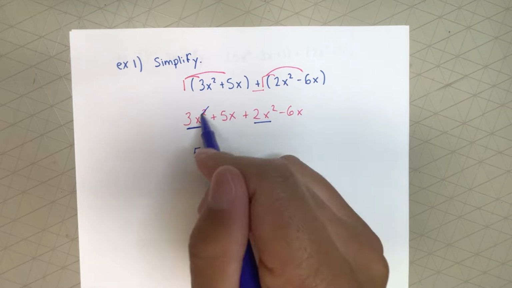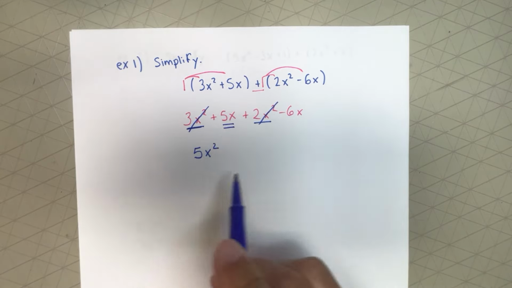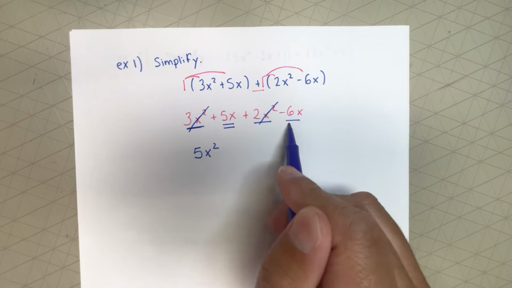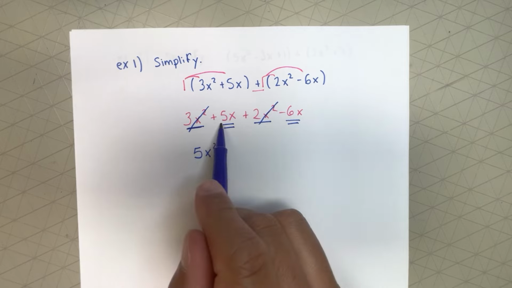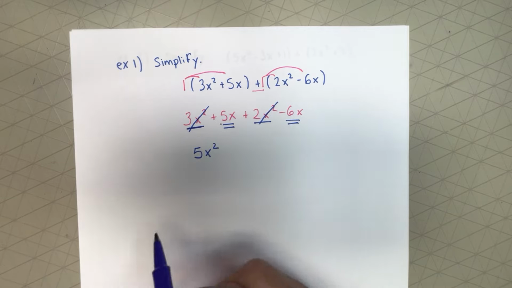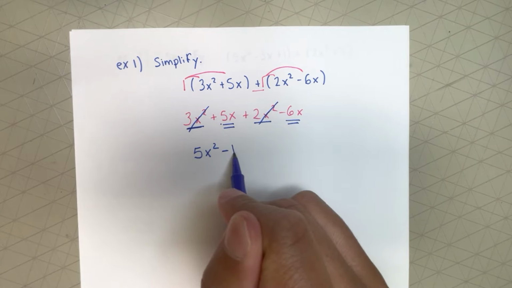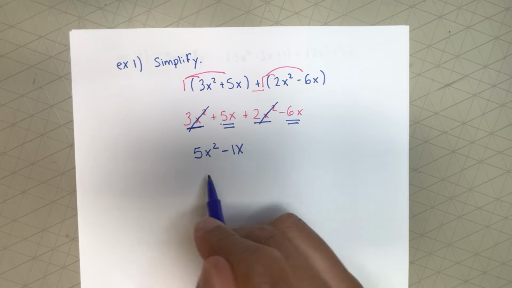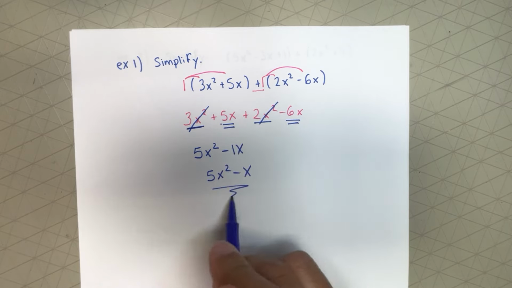So once I'm done with that, I like to cross it off so I can focus on the next term, which is going to be 5x, which I'm going to do 2 lines. And then what's similar to it? Negative 6x, so I'm going to draw 2 lines underneath that. And then when I combine these, it's going to be 5 positive minus 6. So when you do 5 minus 6, 1 minus sign, you subtract, you're going to get negative 1. But remember, you don't like to write the 1x, so another way of writing it is 5x squared minus x. And that's my final answer.